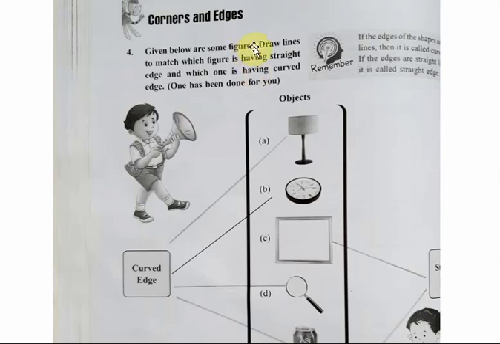Given below are some figures. Draw lines to match which figure is having straight edge and which one is having curved edge. One has been done for you. Remember, if the edges of the shapes are curved lines, then it is called curved edge, and if the edges are straight lines, then it is called straight edge.